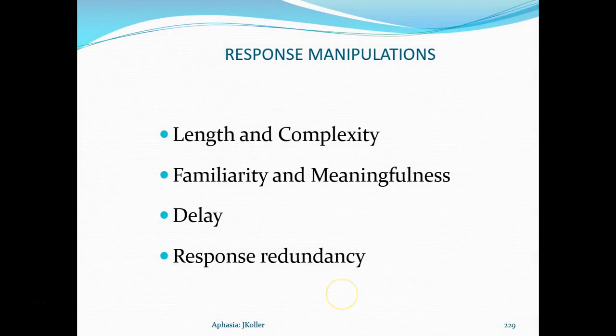What about the responses? Can we manipulate the responses themselves in a way that makes it easier for a patient to respond when they, by definition, do not have normal amounts of processing resources? Well, if we ask for a longer response, then that's going to require more resources, won't it?